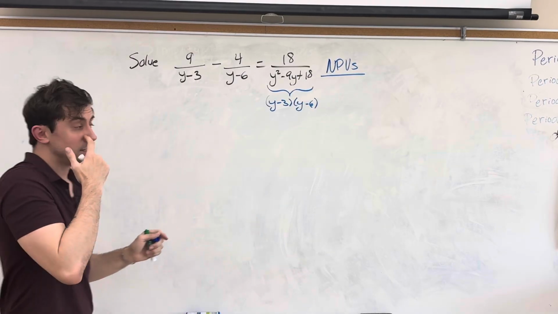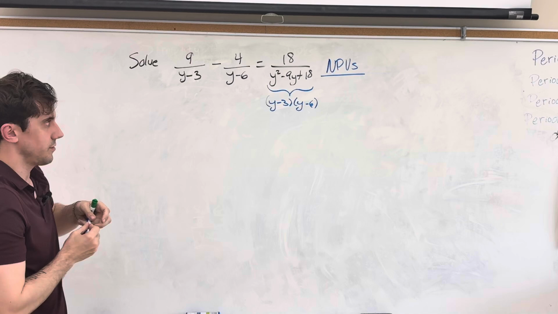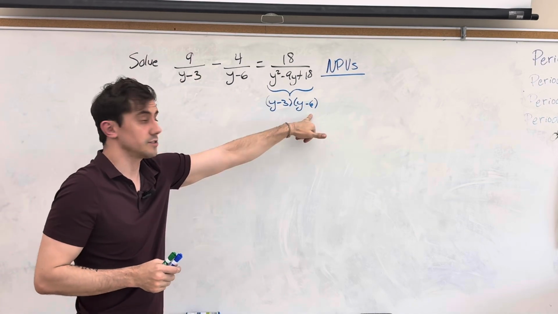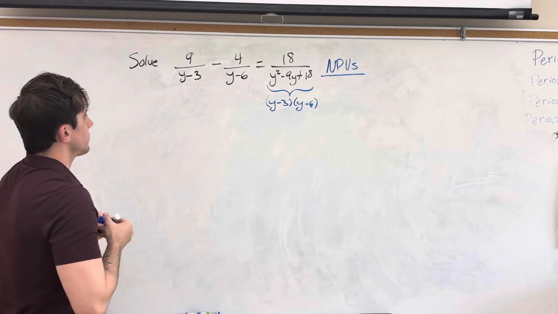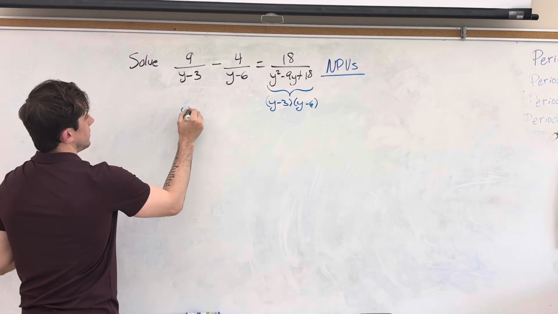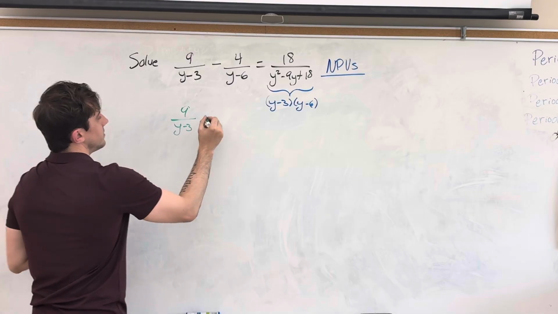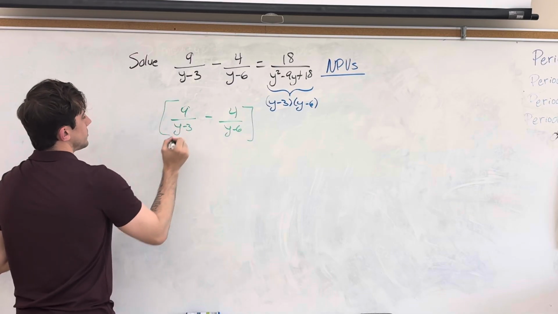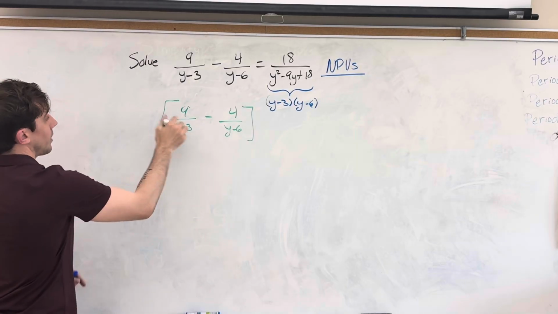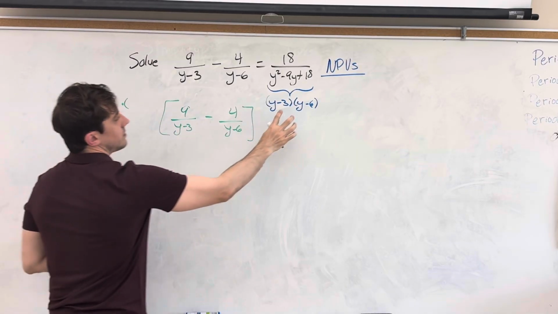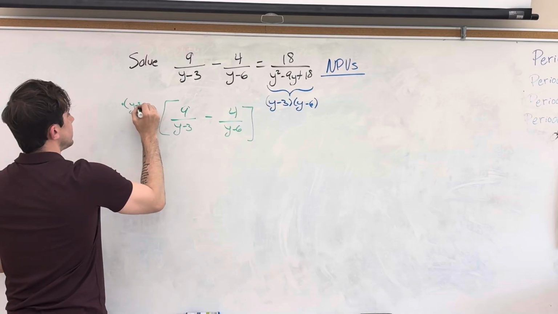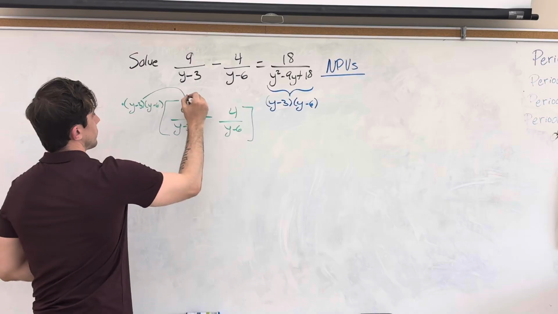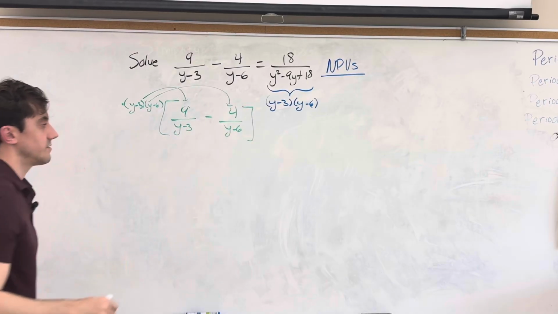the right-hand side. And so what we're going to do to solve this equation is we're going to multiply both sides by these two factors combined. And what that's going to look like is we're going to have 9 over y minus 3 minus 4 over y minus 6. I'm going to put those in square brackets just to really illustrate the idea. We're going to multiply all of this by, again, both y minus 3 and y minus 6 combined, which means it's going to multiply through both terms on the left-hand side.